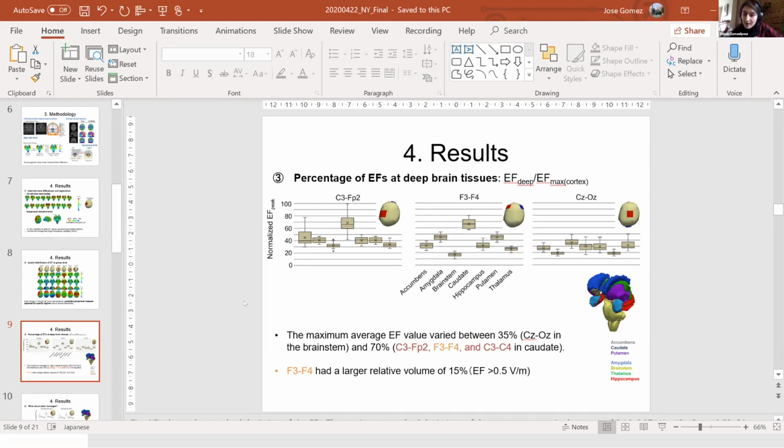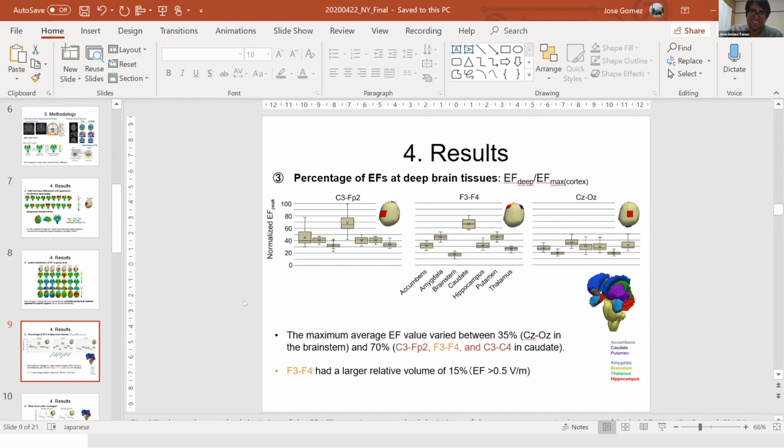Okay, probably that's going to be the last question. How will mesh quality impact the electric field distribution in deep brain regions? Can you repeat again? I'm sorry. How will mesh quality impact the electric field distribution in the deep brain regions? So technically, how mesh quality matters.